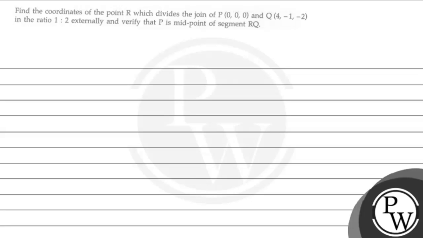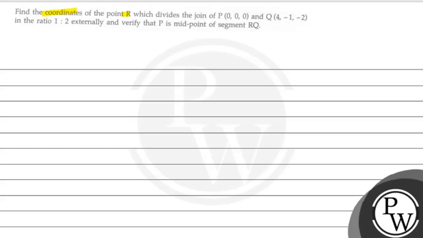Hello bachcho, let's see the question. The question says: find the point R which divides the join of P, that is (0, 0, 0), and Q, that is (4, -1, -2), in the ratio 1:2 externally, and verify that P is the midpoint of segment RQ. Okay, so let's solve the question.